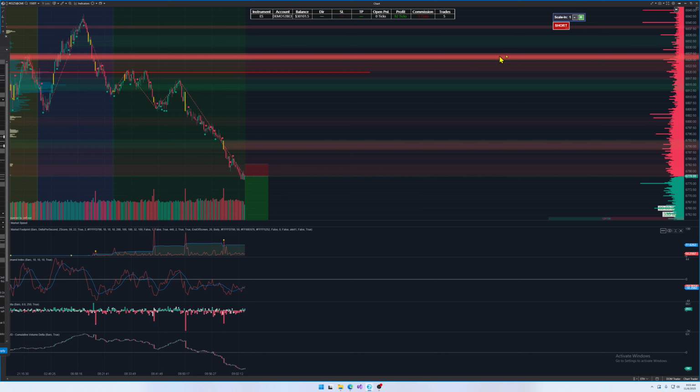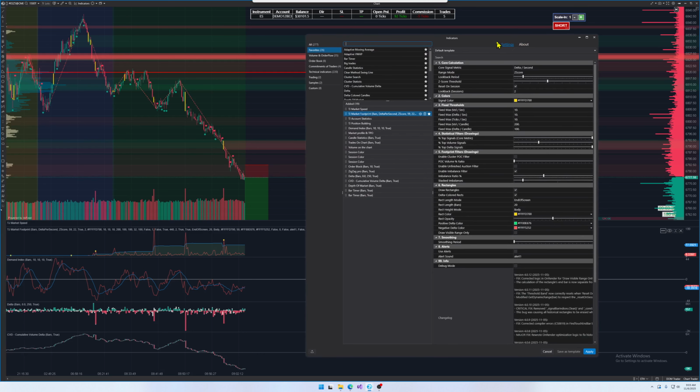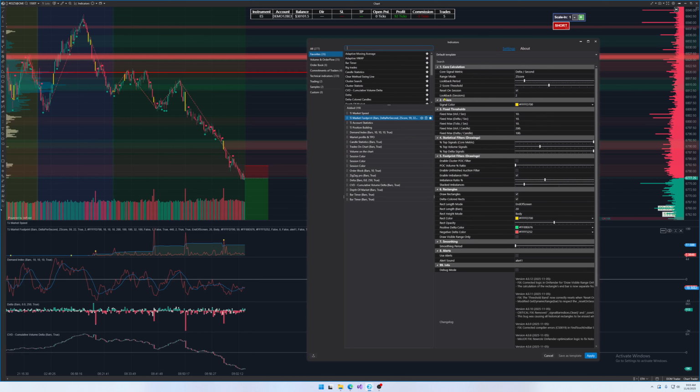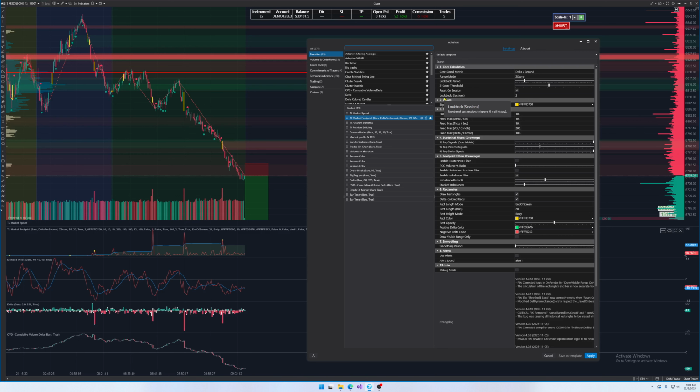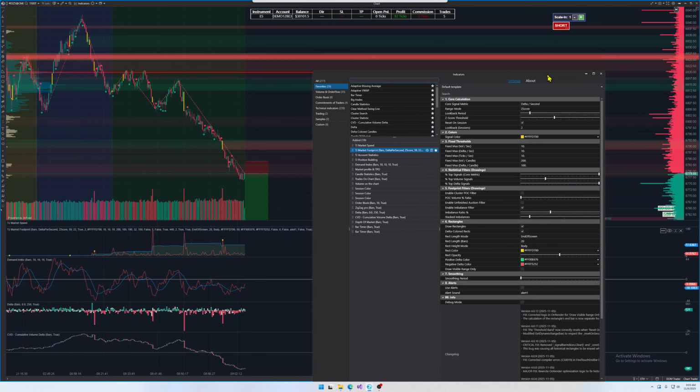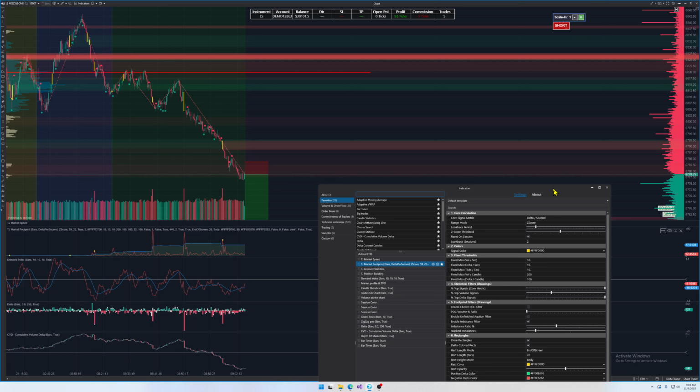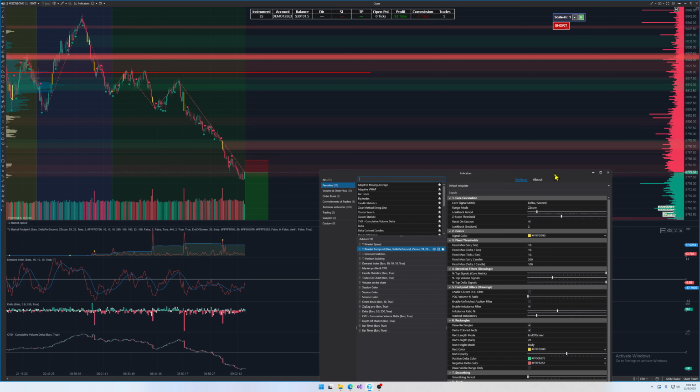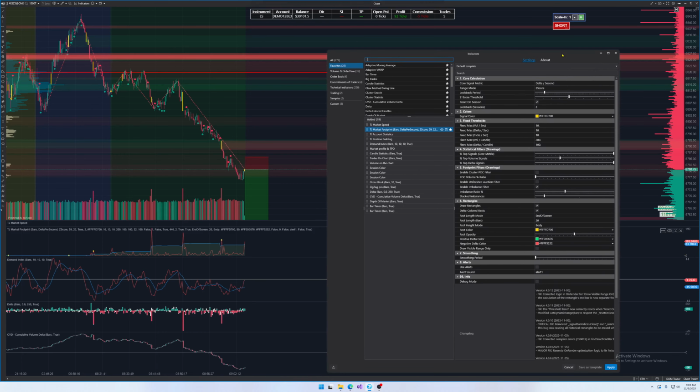Maybe I leave that window here. There's an indicator. I called it market footprint, and it is supposed to mark the areas in the market which had some really interesting moves in the past.